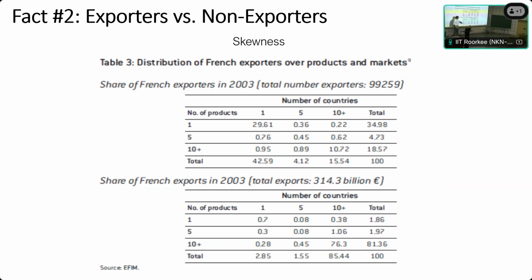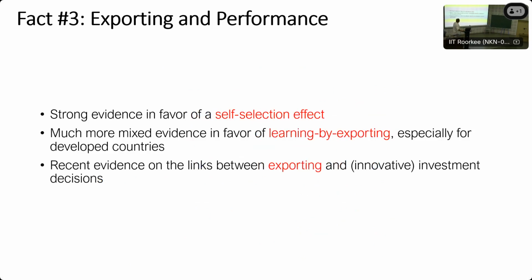So the 10 plus exporters selling 10 plus products are governing 75%. So 3/4 of the entire market is driven by this small set of firms. So that's skewed, and this is exporting and firm performance. There's strong evidence in favor of self-selection. We have more mixed evidence in learning by exporting, especially for developed countries. Developed countries, we find more self-selection effect.